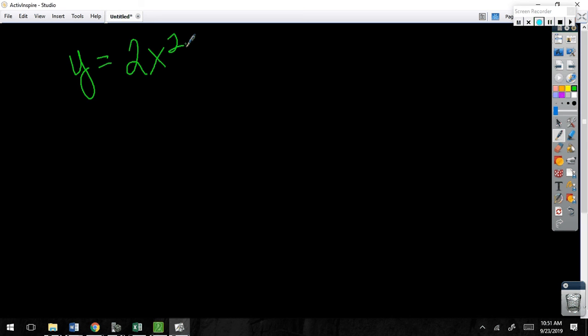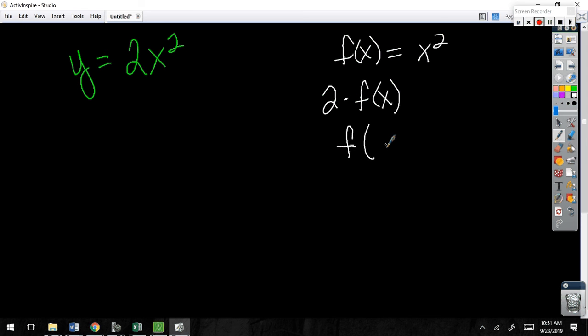Okay, so understand the difference here. I would say, if f of x is x squared, then this is 2 times f of x. But I could also describe this as f of, are y'all ready for this? Square root of 2x.